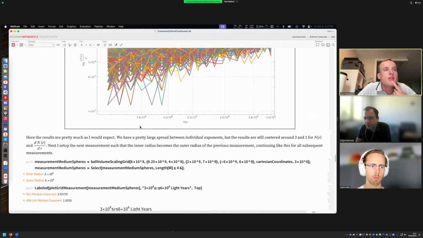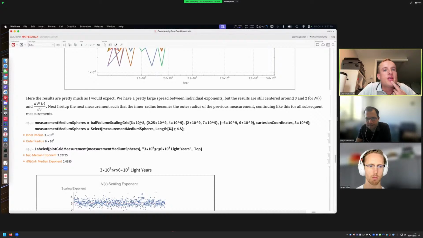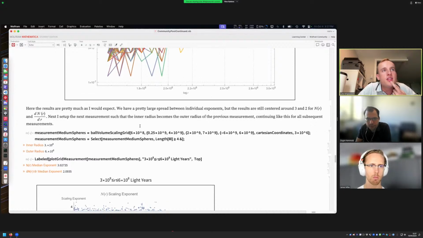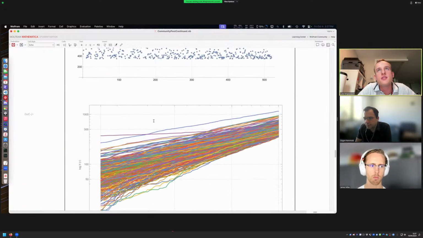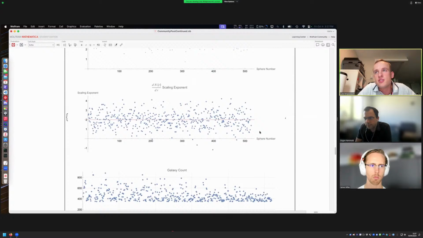So then, using the same region, I started increasing the radius of the starting sphere. I increased the radius, which gives you fewer spheres. So here, with the starting smallest radius, it gives you around 600 spheres total.